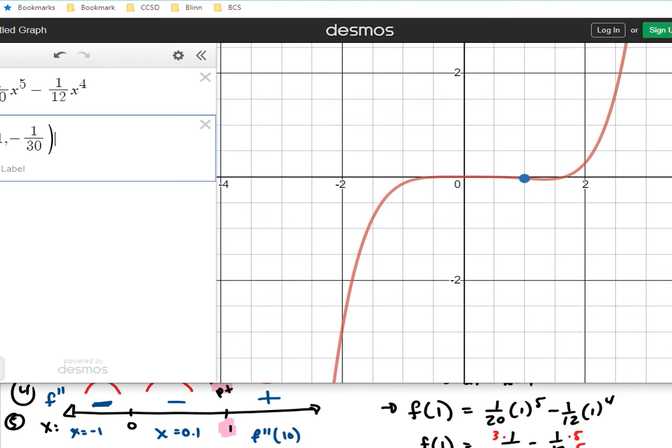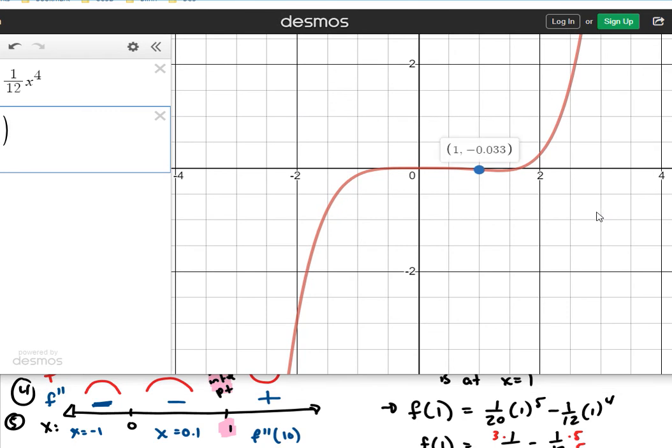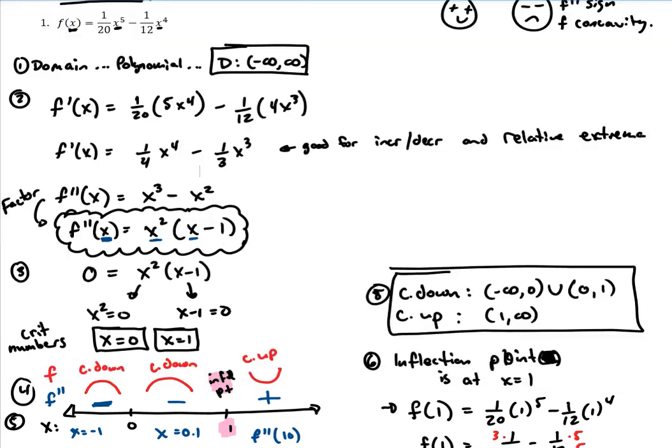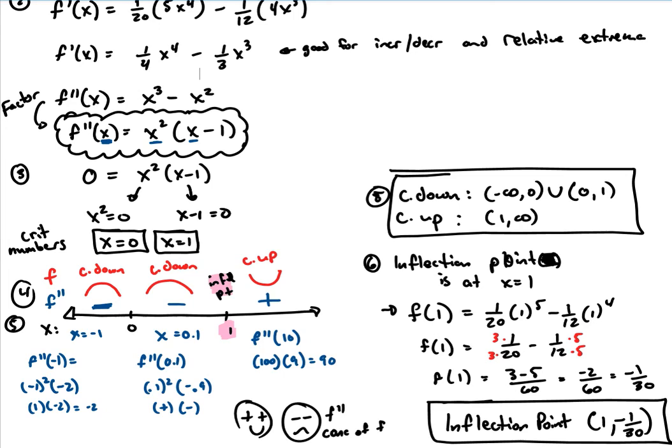I'm using the fraction of it. Okay, so that's that point right on that graph. And notice left of it, it does look concave down. Right of it, it does look concave up. So it looks like we did it correctly. Okay, so that's that. So we've got it.